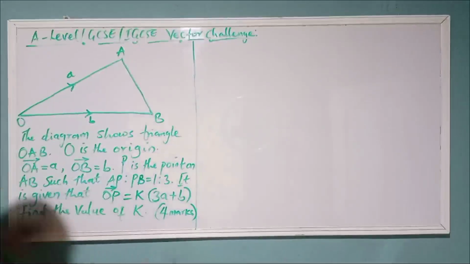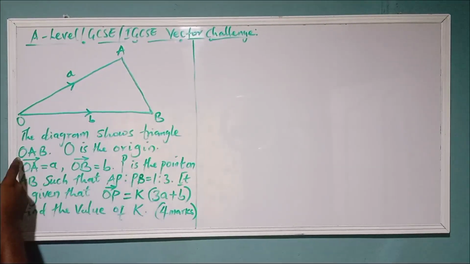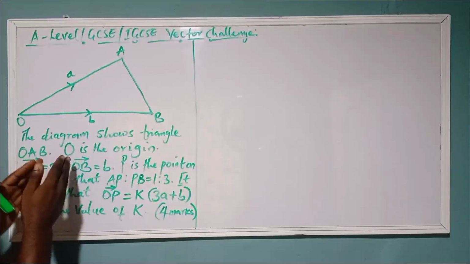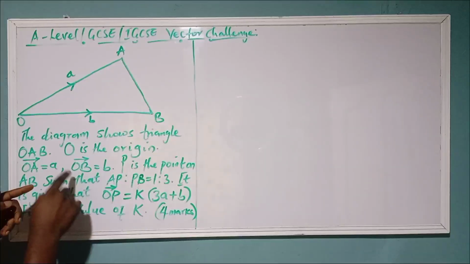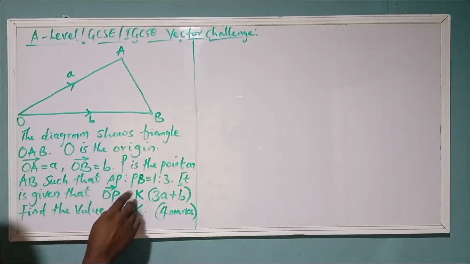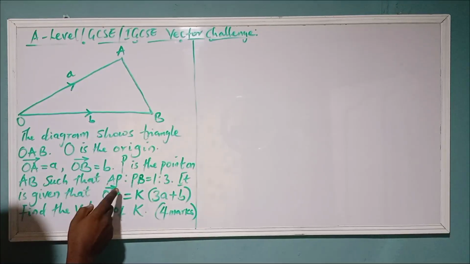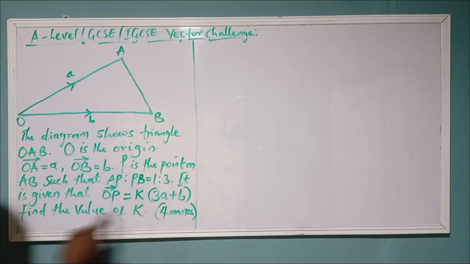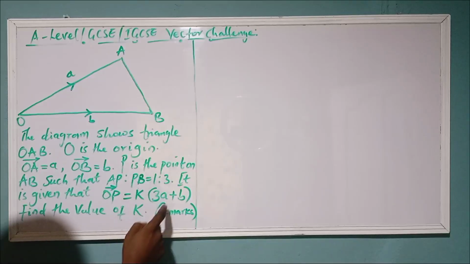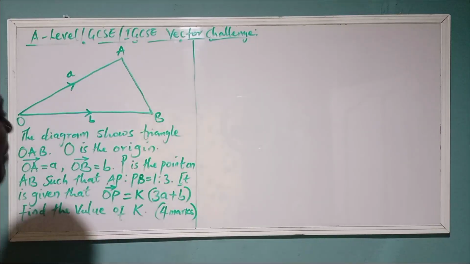Now, this question states that the diagram shows triangle OAB. O is the origin. OA is equal to A. OB is equal to B. P is a point on AB such that AP to BP is equal to 1:3. It is given that OP is equal to K(3A plus B). We should find the value of K, and your marks are 4.